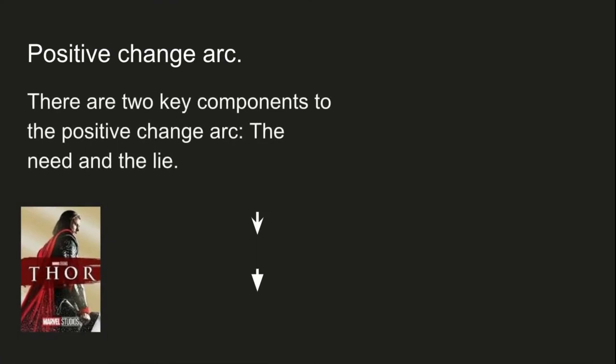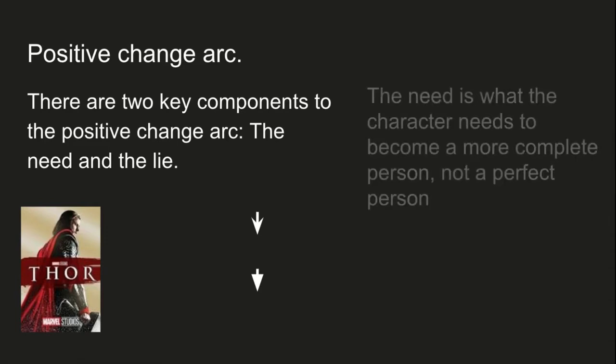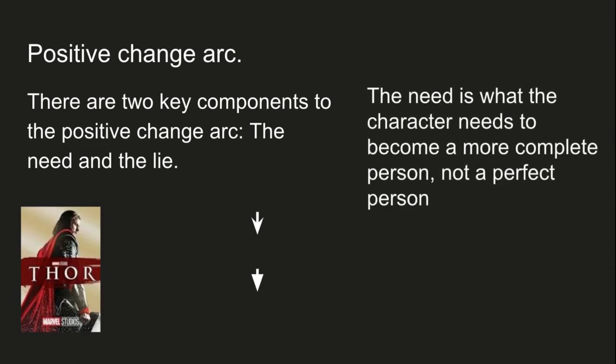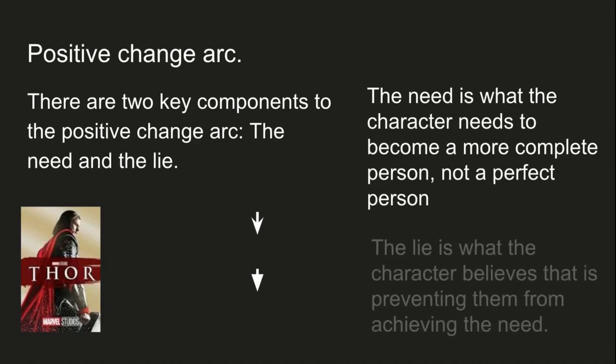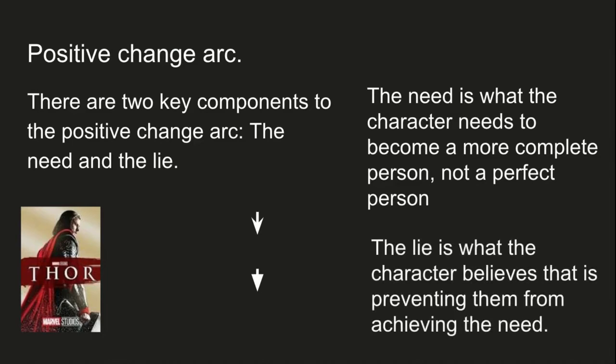In a positive change arc, there are two key components: the need and the lie. A positive change arc is when the character undergoes a positive change, as the title of the arc explains. The need is what the character requires in order to become a more complete person, not what they need to become a perfect person, as many would mistakenly believe. The lie is what the character believes that is preventing the character from achieving the need. A good example of this can be seen in the movie Thor.